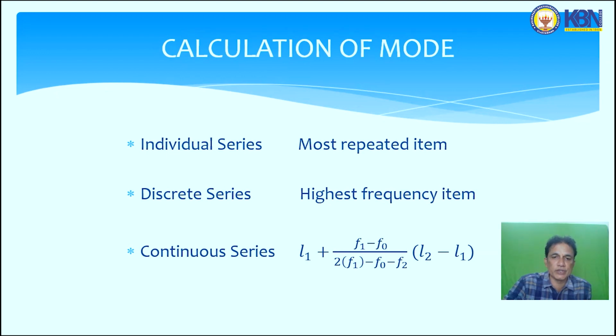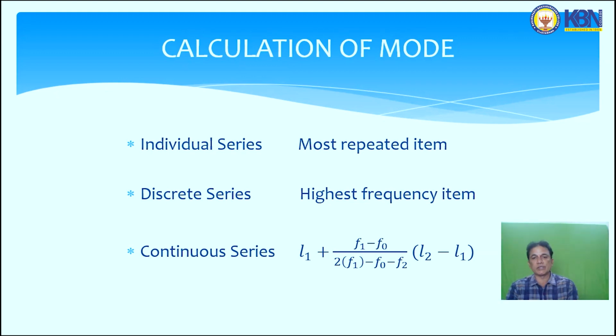In case of individual series, how can you calculate mode? The number which repeats more times is taken as the mode. In individual series, we can calculate by the inspection method. Mode is the repeated item. Suppose 2 repeats 3 times, 4 repeats 5 times, and 7 repeats 8 times, then 7 will be taken as the mode. The number which repeats more times is taken as the modal value by the inspection method.